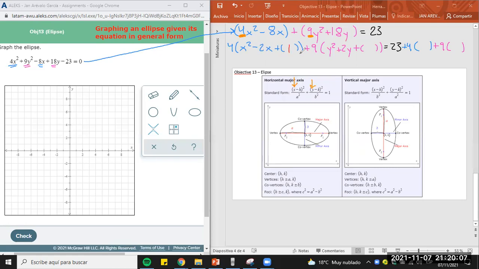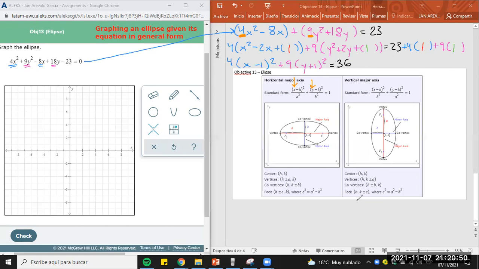Now, completing the squares, you already know how to do this. And actually this is the same number for this particular example. And this is going to be 4 times (x minus 1) squared, plus 9 times (y plus 1) squared equals, I will need my calculator now. This is 27 plus 9 is 36. Yeah, I didn't need my calculator.